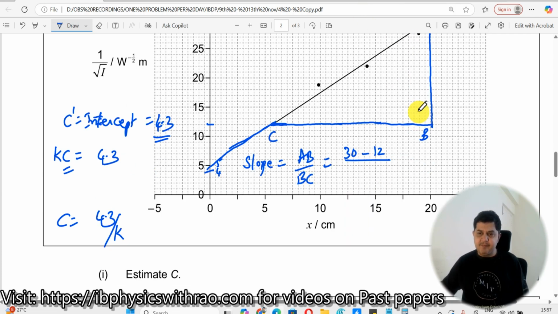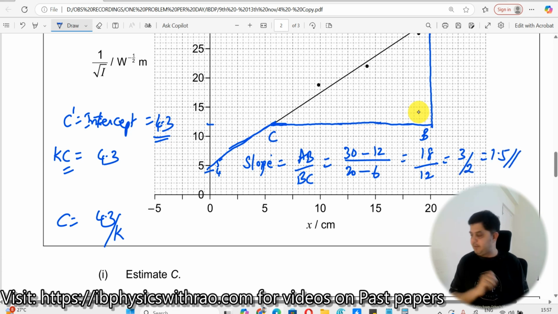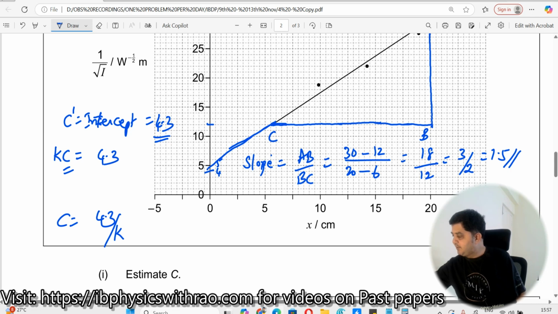What is BC? You see, when I extend this line backwards it is 20 here, so 20 minus, and what is this line? At this point, if I extend this backwards, it comes out to be around 6 or 7, right? No, this is 10, this is 7.5, so I think this should be around 6. So 30 minus 12 should be 18, and 20 minus 6 should be 12. So how much will this be? Approximately around 1.5, right?